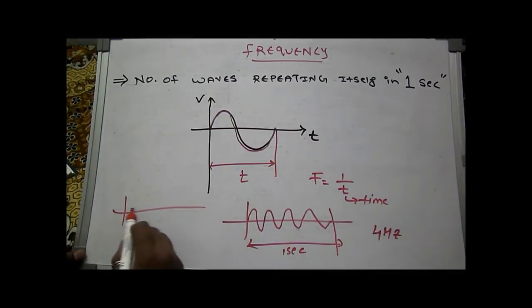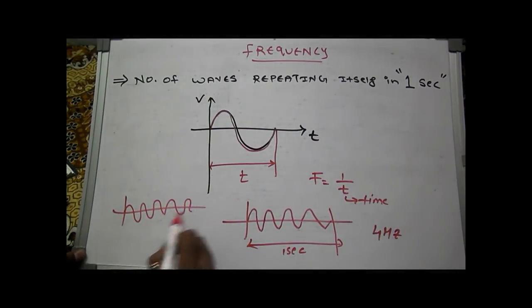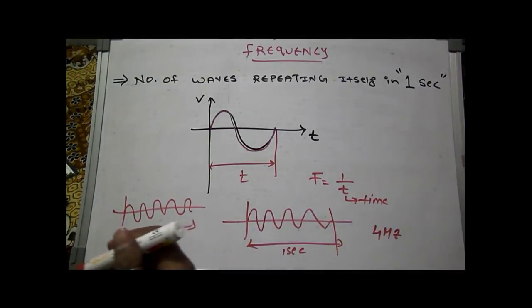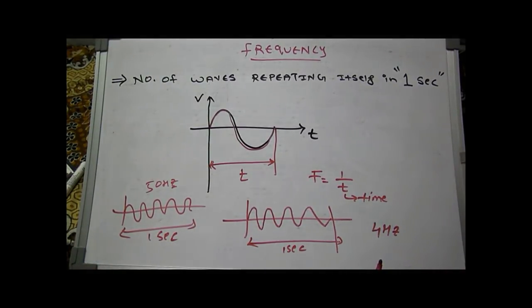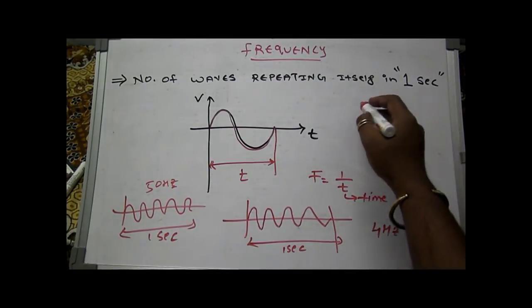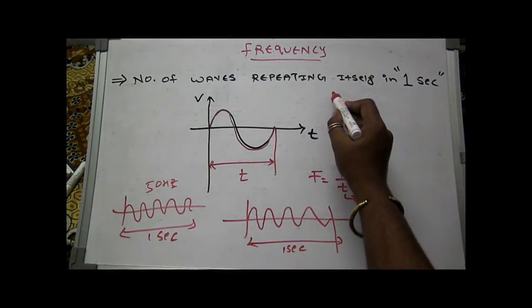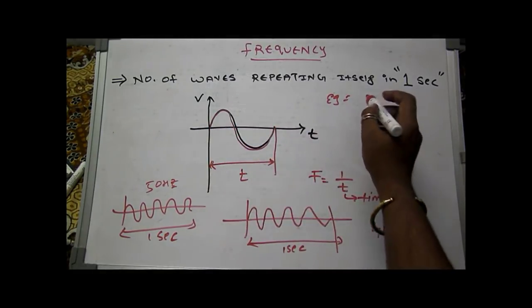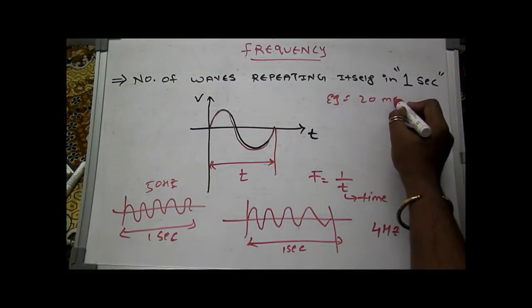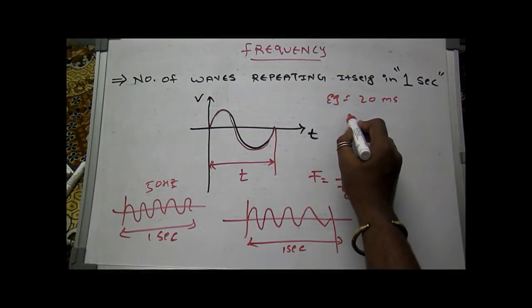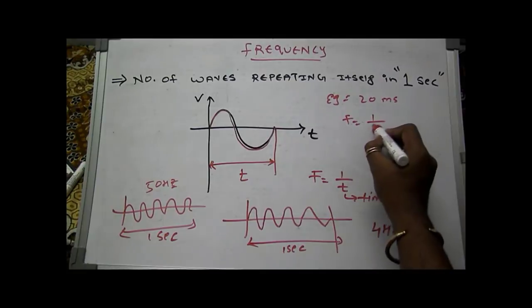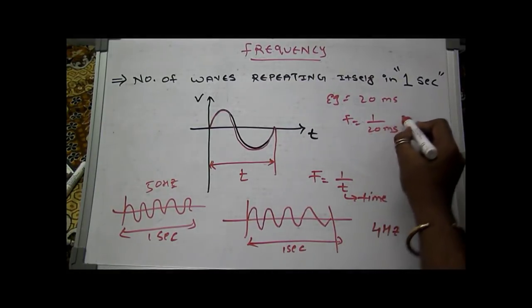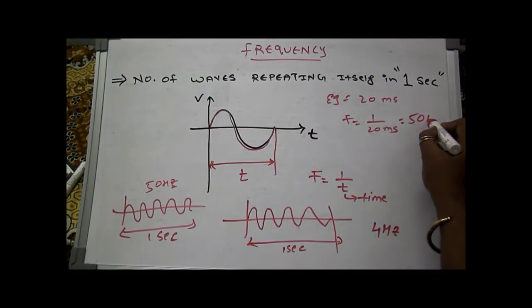Same way, if we have 50 waves in 1 second of period of time, then it is called a 50 hertz, and so on. Here frequency and time are inversely proportional. Suppose we take an example where the time period of this wave is 20 millisecond. Then according to the formula, frequency will be 1 upon 20 millisecond, that is equal to 50 hertz.